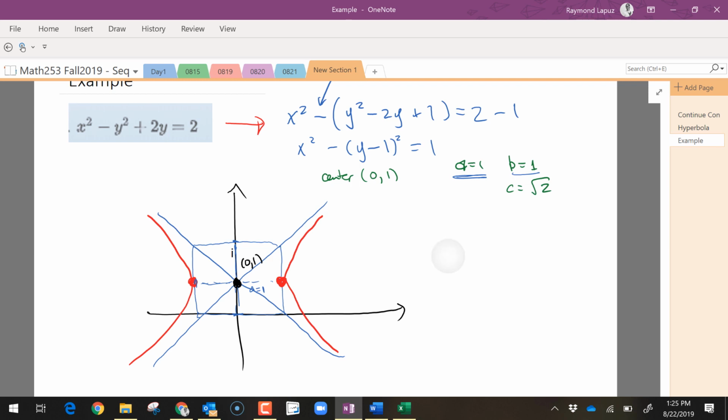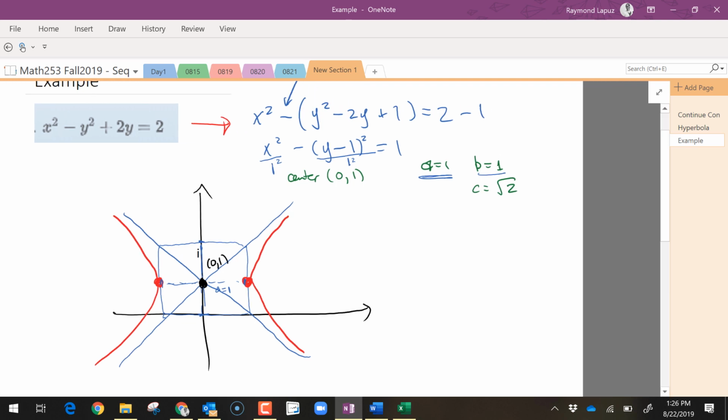Whatever is under the x, and then the vertical is whatever is under the y. From the beginning, it's x minus 0 and y minus 1. Except when it's just x squared, you have to understand there's like a minus 0 there.